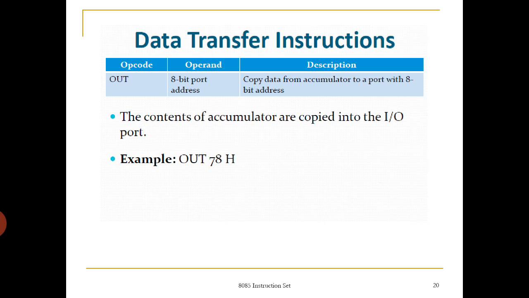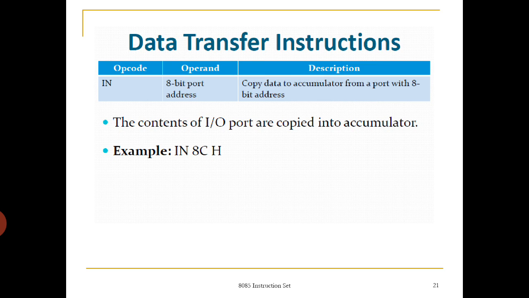Then the next data transfer instruction is OUT. It contains an 8-bit operand, that is, an 8-bit port address. Its description, meaning the function of this instruction, is to copy data from the accumulator to a port with the 8-bit address. The contents of the accumulator are copied into the IO port. See here the example, OUT 78H. So the content of the accumulator is transferred to this port.